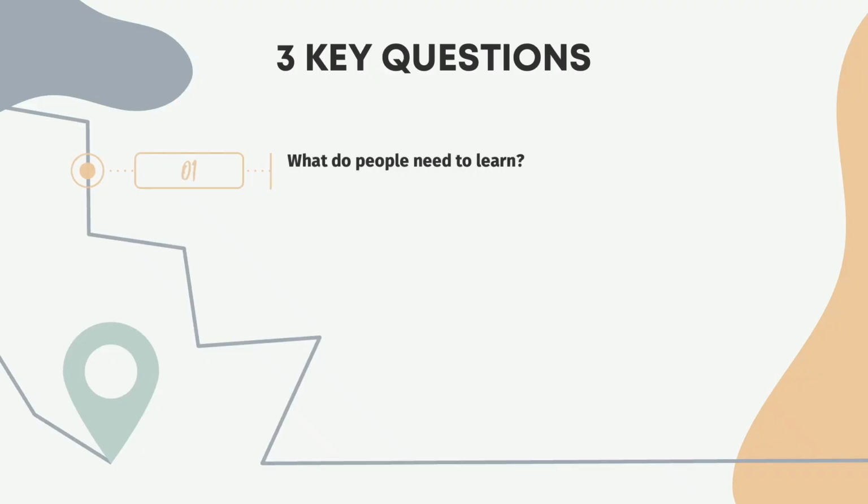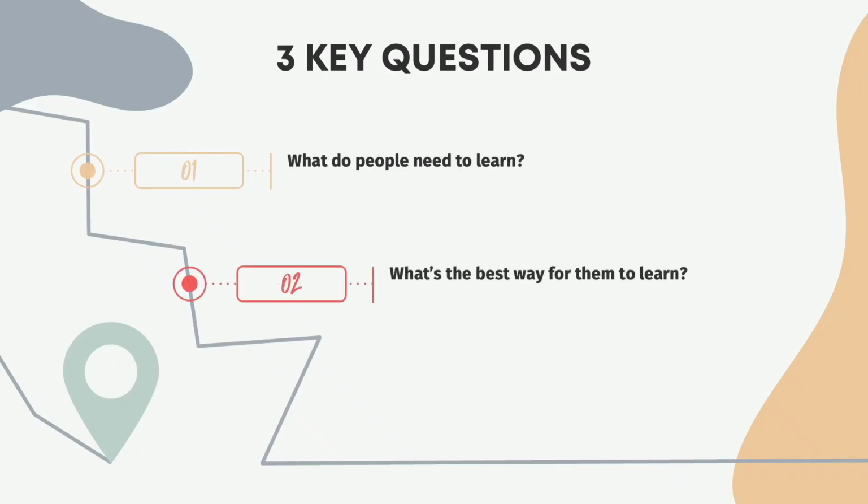We need to ensure the organization and the individuals within are learning. And this in itself raises three key questions. What do people need to learn? What's the best way for them to learn? And how will we know that they have learned it? In effect, these three questions are the defining milestones for any L&D department.